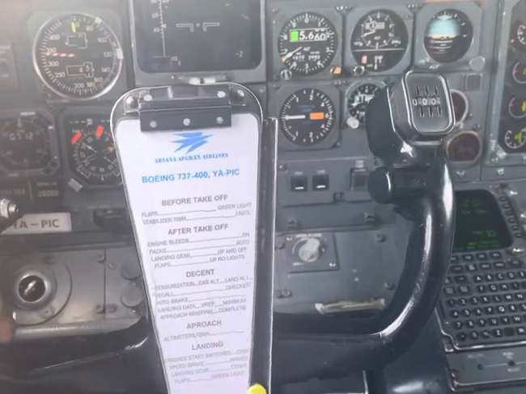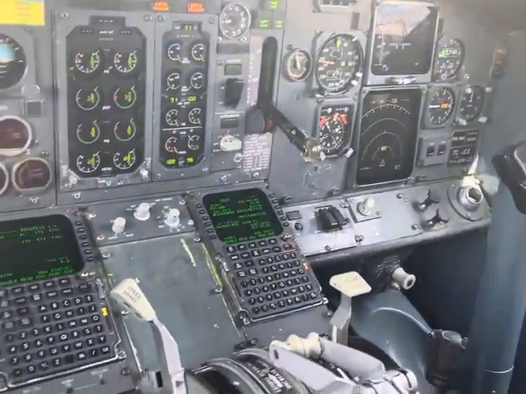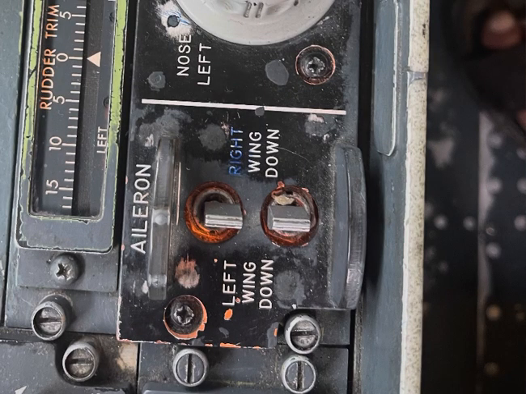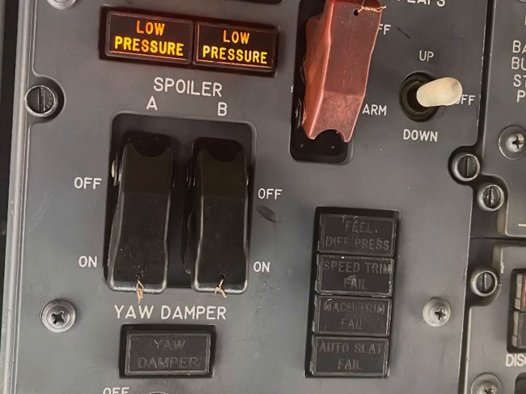The aileron system is powered by both hydraulic system A and hydraulic system B. The controls in the cockpit are the control wheel on the left side for the captain and the control wheel on the right side for the first officer. Then we have the aileron trim switches, the flight control switches, and the spoiler switches, which control the hydraulic pressure on the flight spoilers.